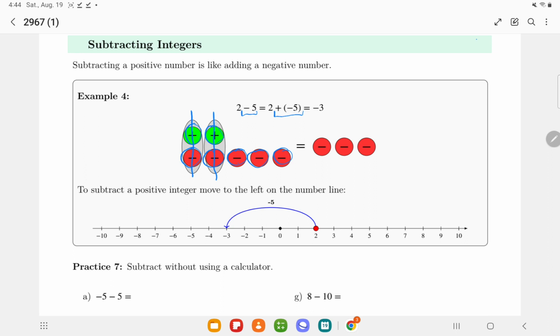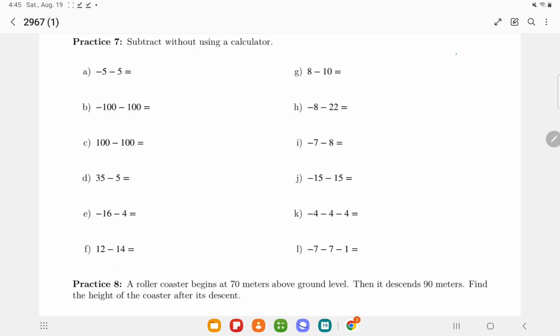And we can represent it with the number line. We start with +2 and then we subtract 5, or we add -5. The result is -3. It is often easier to change subtraction to addition of a negative integer.